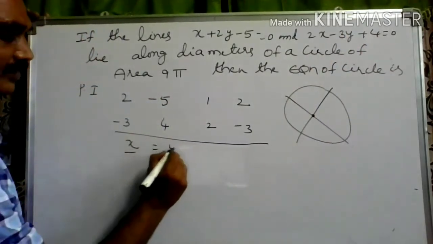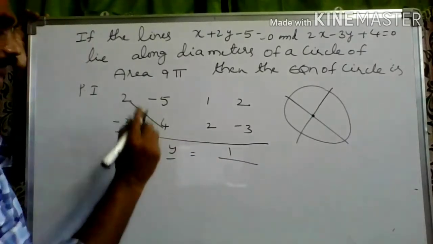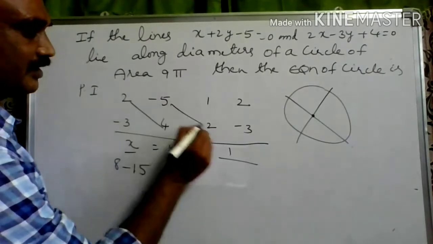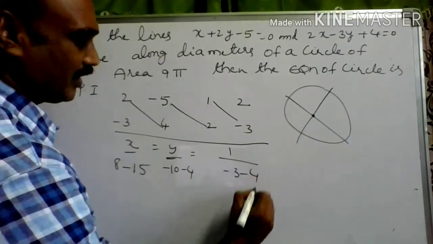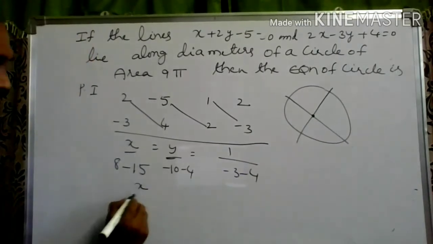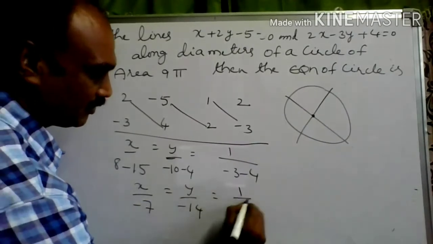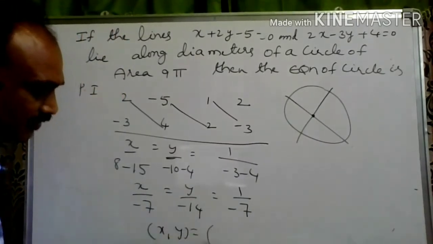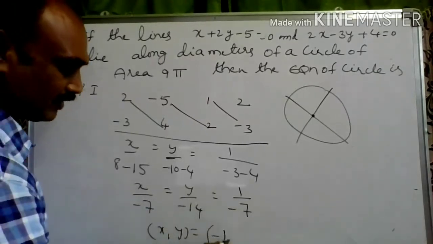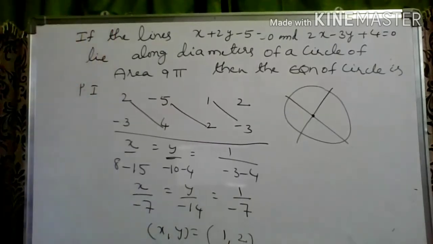x by y by 1 by, x by AD minus BC. 8 minus 5 threes are 15. y by AD minus BC, minus 10 minus 4. 1 by minus 3 minus 4, AD minus BC. x by minus 7 is equal to y by minus 14 is equal to 1 by minus 7. So x is equal to minus 7 by minus 7, 1. y is equal to minus 14 by minus 7, is equal to 2. So center is (1, 2).